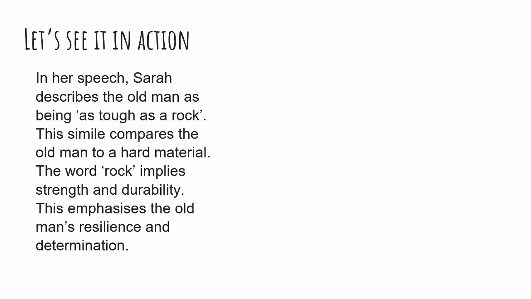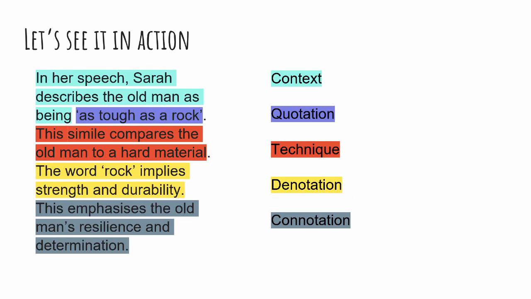Okay, so I've kept my analysis here fairly simple. I could probably word this in a more beautiful way if I was trying to write some really advanced analysis, but I'm just trying to keep this nice and simple and clear for us. Okay, so let's see the different parts of this analysis so that we can understand how we're going to structure our analytical responses. So the first part of the analysis is context, then it's quotation, then we have our technique, then denotation and connotation. I'm going to explain what all of these mean to you.